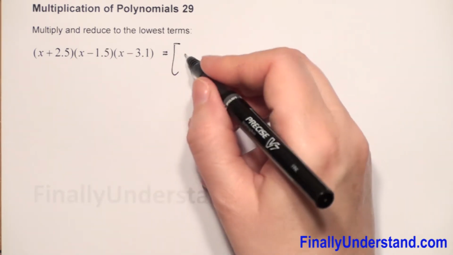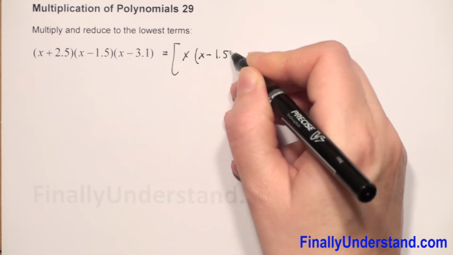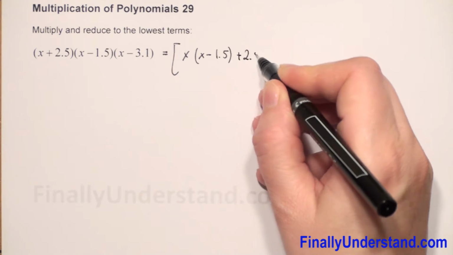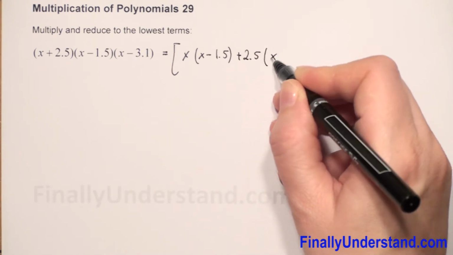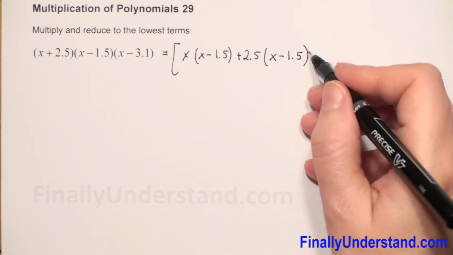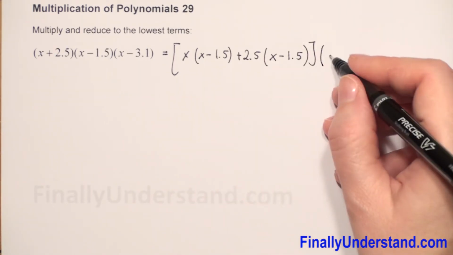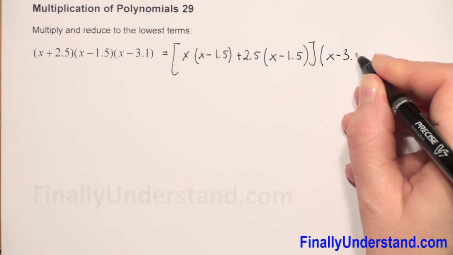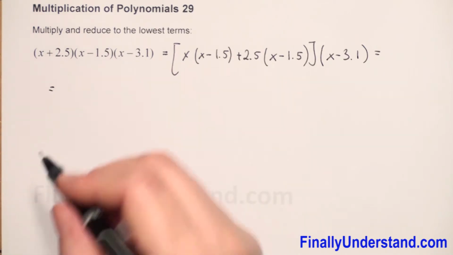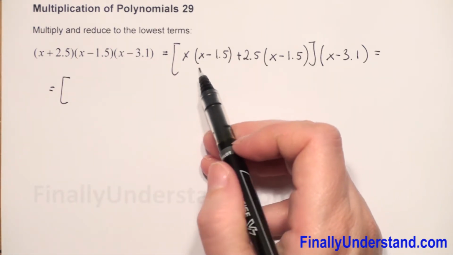We have x times x minus 1.5. Next we have positive 2.5 times x minus 1.5, close brackets, and we have to multiply all this by x minus 3.1. So this is equal, in brackets we will use the distributive law of multiplication.